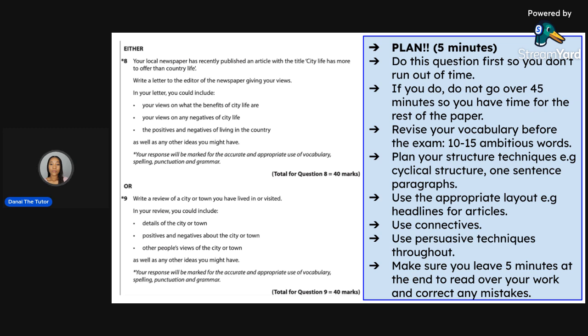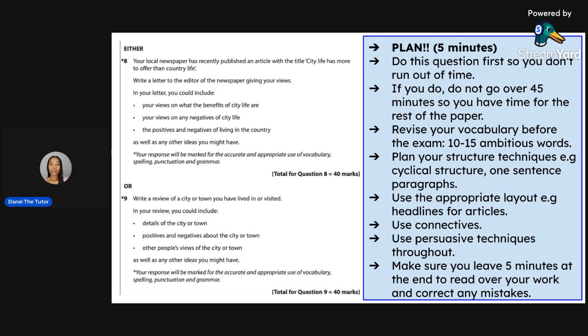Make sure you use connectives because, again, this is a persuasive text. You're likely going to be making some sort of argument in what you are saying. Using connectives is a really good way of showing that cohesion and linking your ideas together in a sophisticated way. Use persuasive techniques throughout. So you will be familiar with use of language and structure techniques, for example, in your narrative writing.